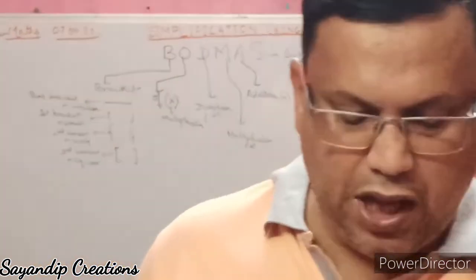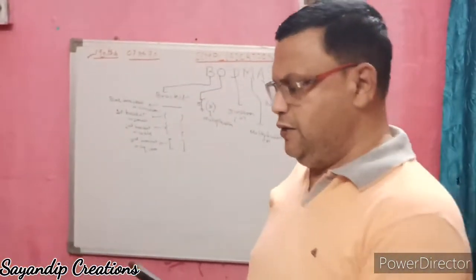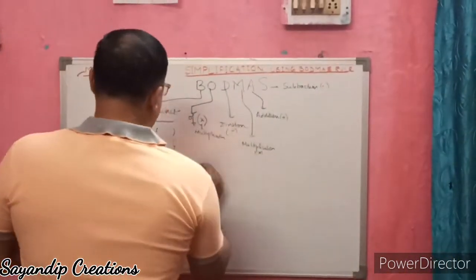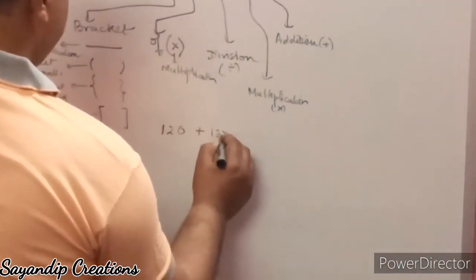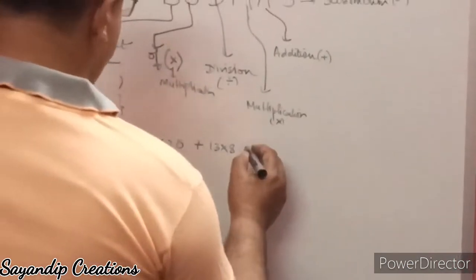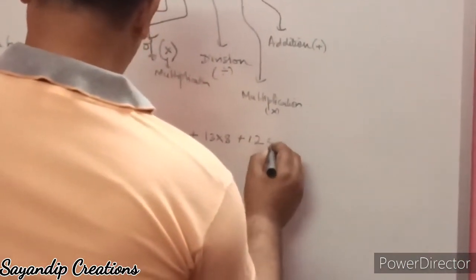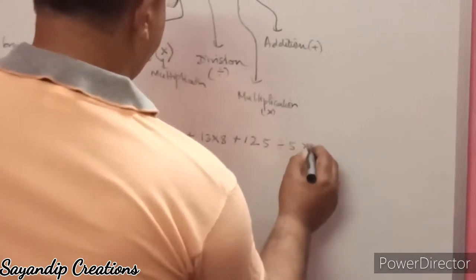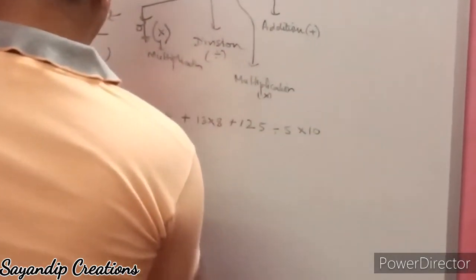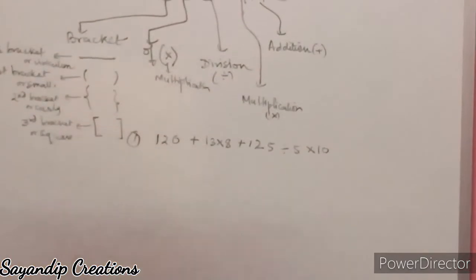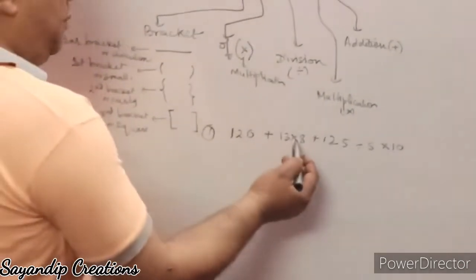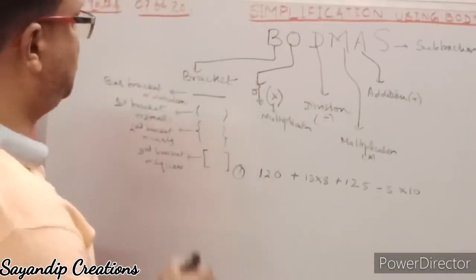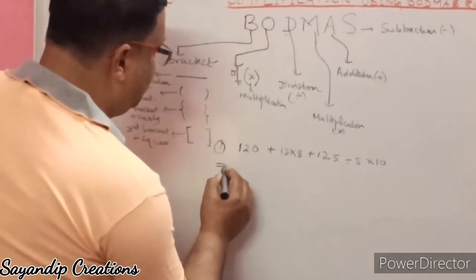Suppose I am giving you one question: 120 plus 13 into 8 plus 125 divided by 5 into 10. Suppose this is question number 1. How to solve this question? See, here plus is given, multiplication is given, division is given. So first we have to do the operation of division.